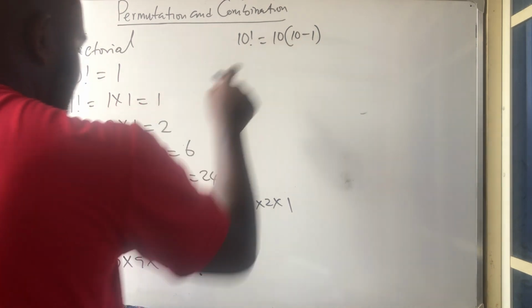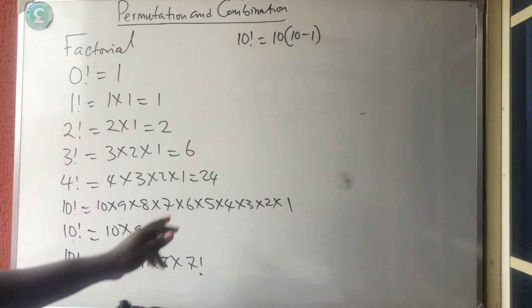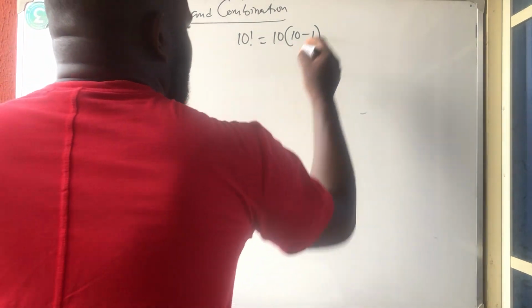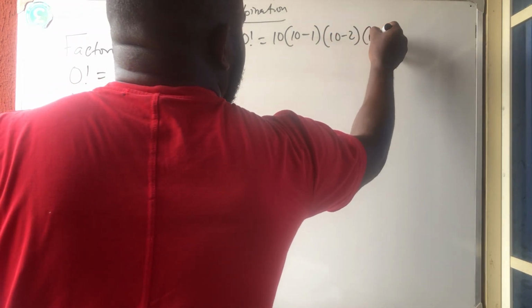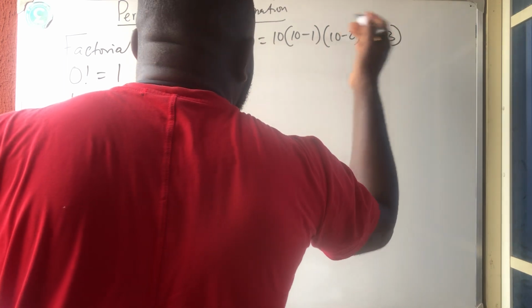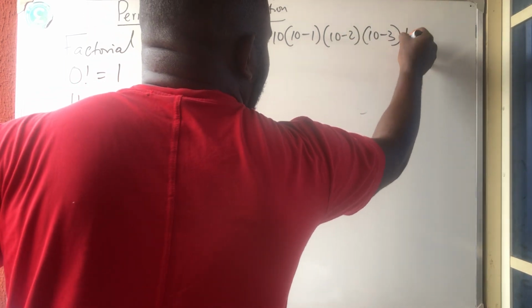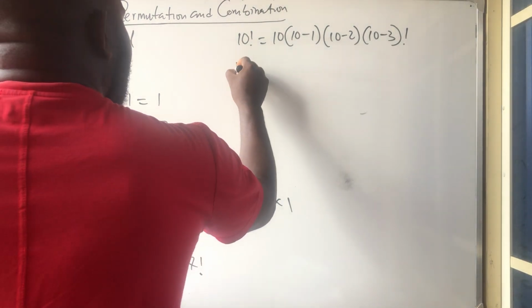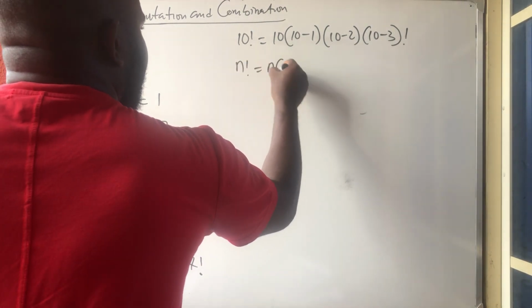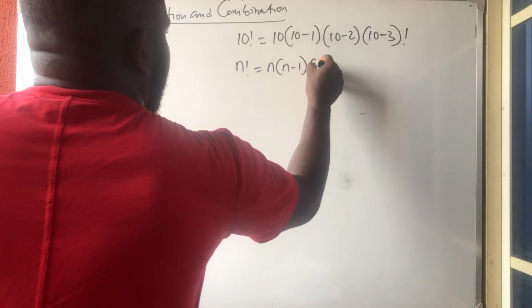It's the same thing as saying that 10 factorial means 10 times 10 minus 1. Do you know that 10 minus 1 will give you 9? I don't want to stop there. Times 10 minus 2. I don't want to stop there. Times 10 minus 3. Anywhere you want to stop, it is your choice, just put factorial. So that means that n factorial is the same as saying n times n minus 1, n minus 2.